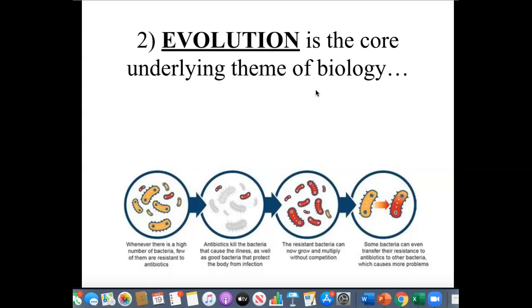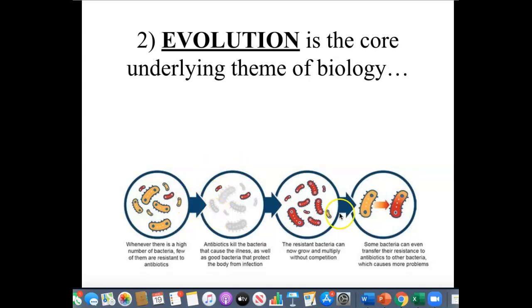Evolution is the core underlying theme of biology. So it really kind of helps bring everything together and make everything that we learn throughout a biology class make sense. It's kind of one of the reasons why we do the evolution unit last this year, because by the time we get there, you'll have so much information, and that unit will really help you put all the different pieces of the puzzle together.